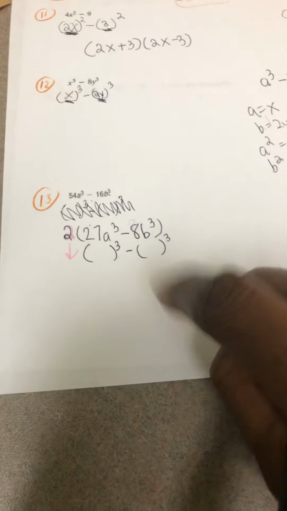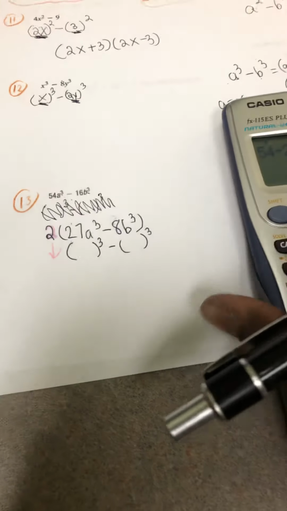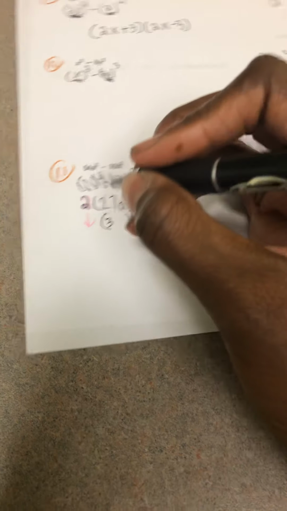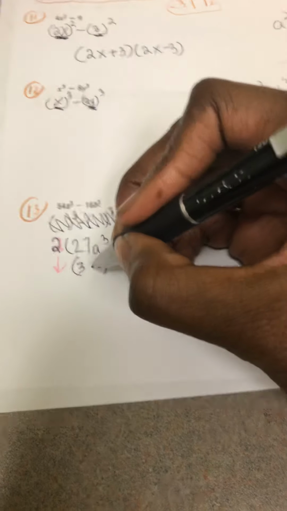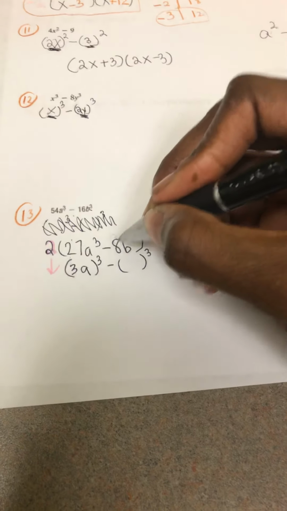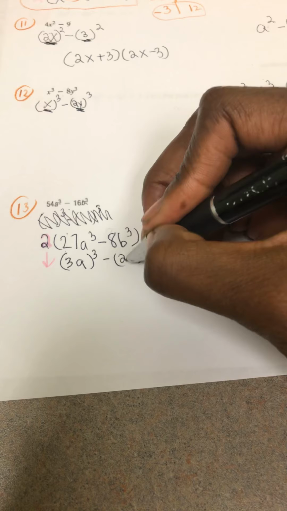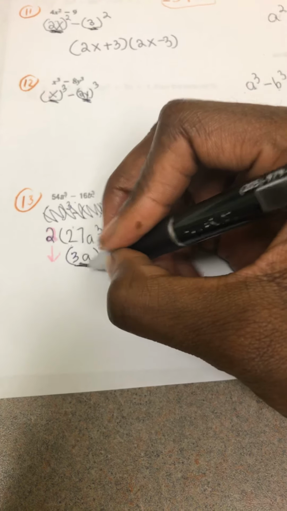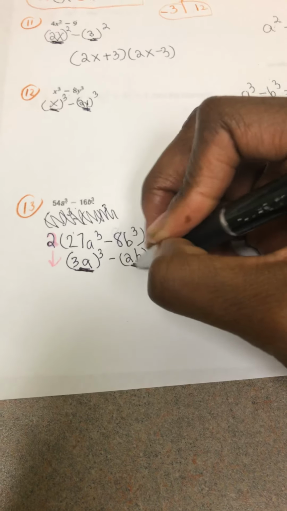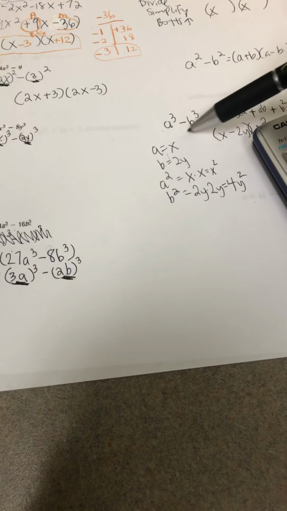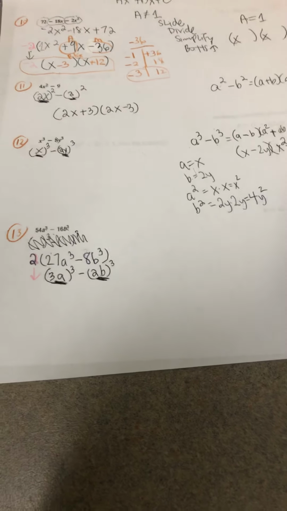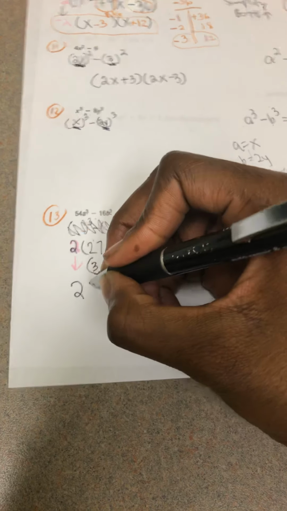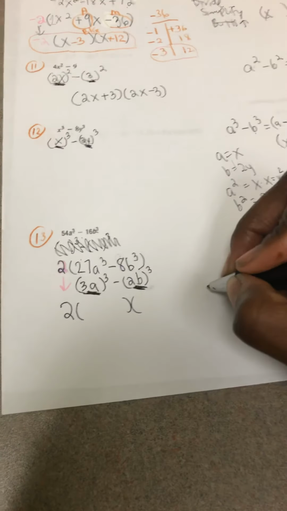So what times what gives us 27? We've already done that. 3 times 3 is 9 times 3 is 27. So we have a 3 here. And then we have a cubed, which is just going to be a. 2 times 2 is 4 times 2 is 8. And then to get that cubed, we just write our b. So essentially, this is that first term, and this is that second term that we're going to plug into this equation right here, okay? So that 2, again, just goes along for the ride. And then we just plug our stuff in.